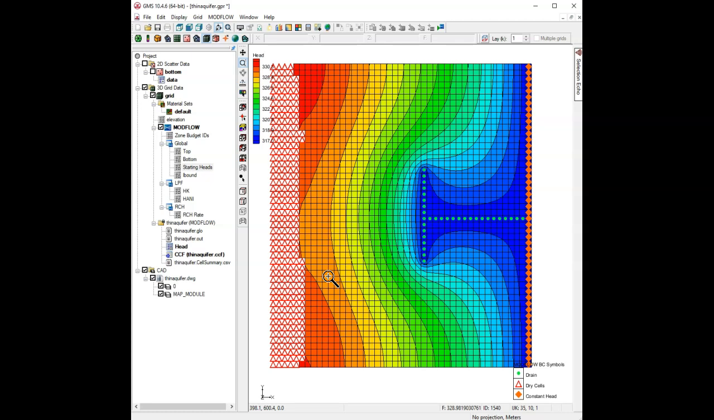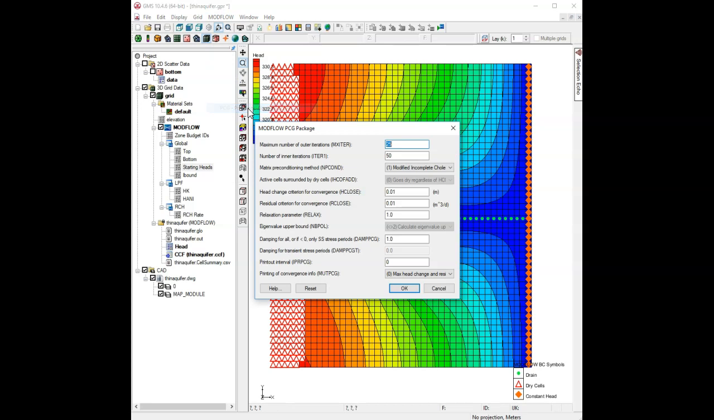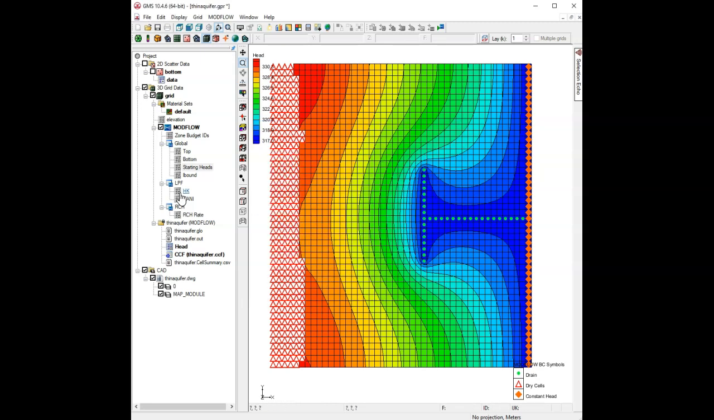But should these cells still be dry? Let's see if we have a head overshoot problem with this set of inputs. So I'm going to go into the PCG solver. We'll increase the number of iterations. Whenever you reduce the acceleration parameter, it's a good idea to increase the number of iterations. So I'm going to put that down to 0.1.